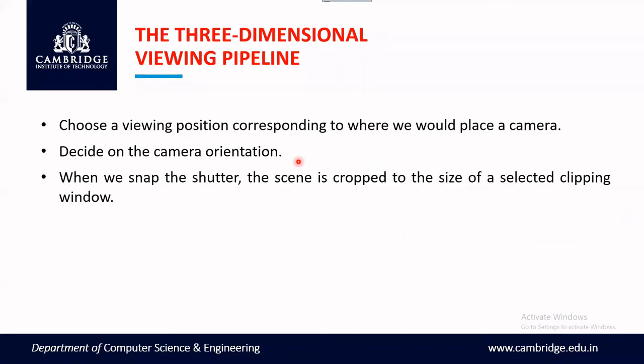Next, you will click. When you click, the shutter snaps. So whatever is seen within the lens is what will be shown. That is what we call the clipping window. So we have to define the camera position, the camera orientation, and the clipping window.